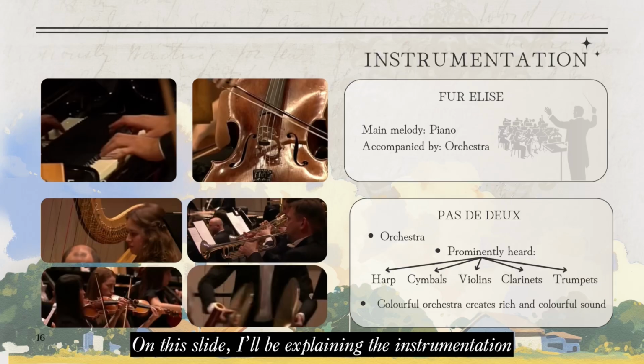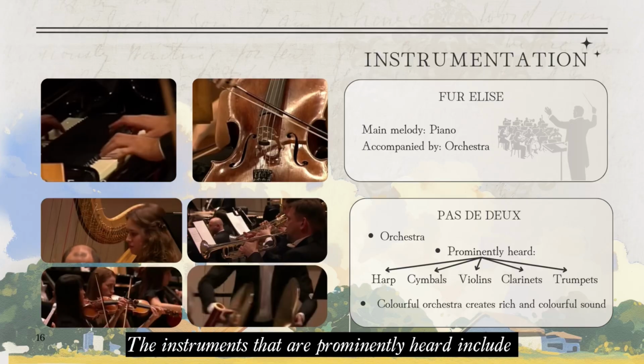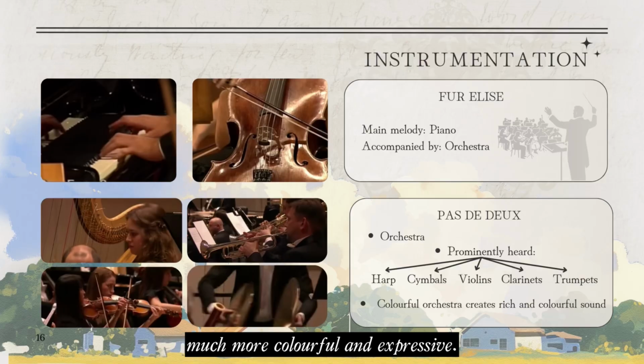On this slide, I'll be explaining the instrumentation used in Für Elise and Pas de Deux. First, let's look at Für Elise. The main melody is played by the piano, which gives the piece a light sound. It's then accompanied by an orchestra. Next, for Pas de Deux, this piece is performed by a full orchestra. The instruments that are prominently heard include the harp, cymbals, violins, clarinets, and trumpet. Compared to Für Elise, the romantic orchestra is much more colorful and expressive.